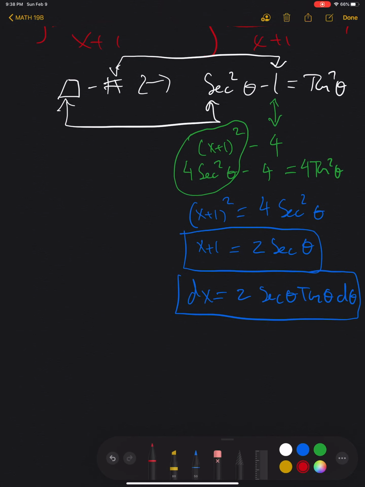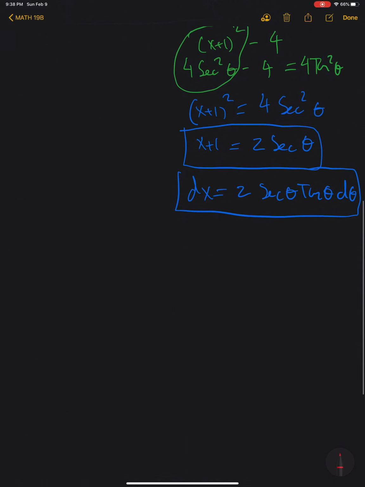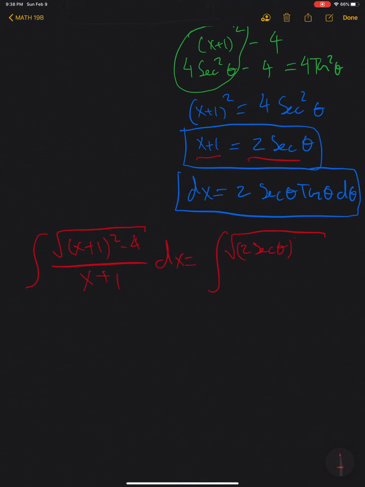Going back to the integral that we have, that means that we can write it down as follows: the integral of the square root of x plus 1 squared minus 4 divided by x plus 1 dx. And applying the trig substitution, this will give me the integral of the square root of, instead of x plus 1, I write down 2 times secant theta, this squared minus 4, divided by, and again, instead of x plus 1, I use 2 times secant theta. And then I just multiply by dx, which in this case would be 2 times secant theta tangent theta d theta.